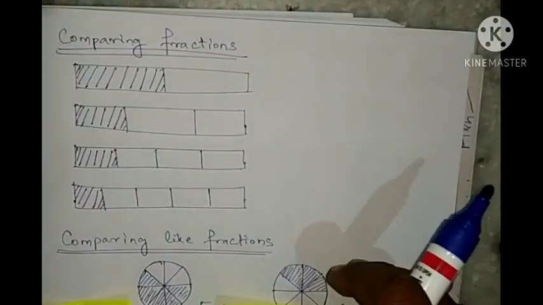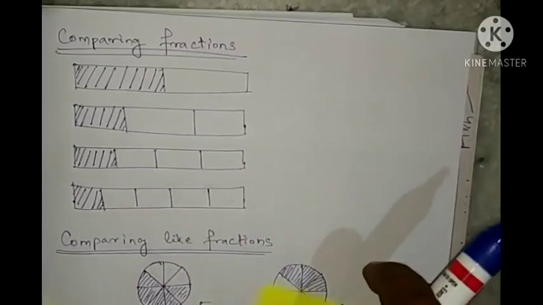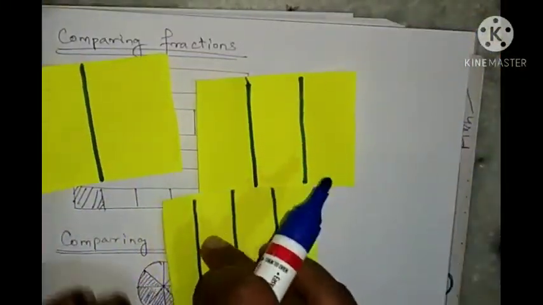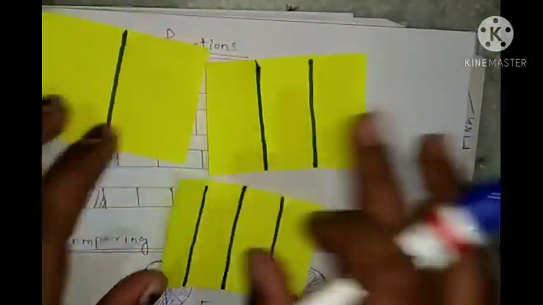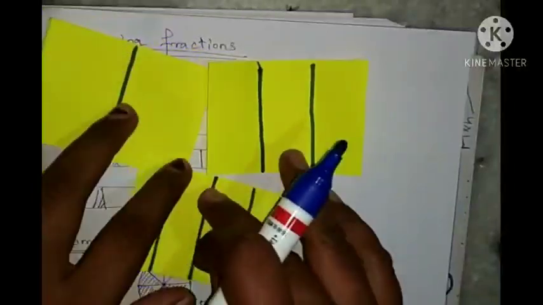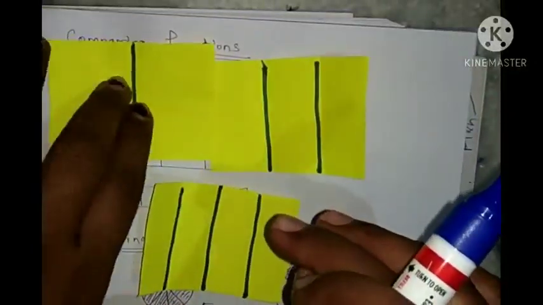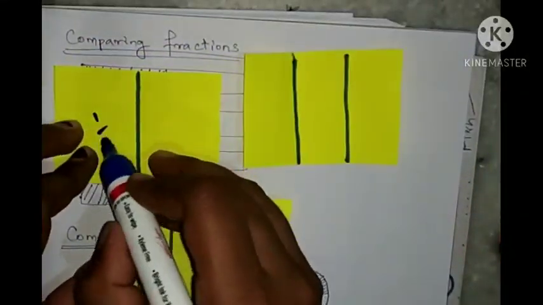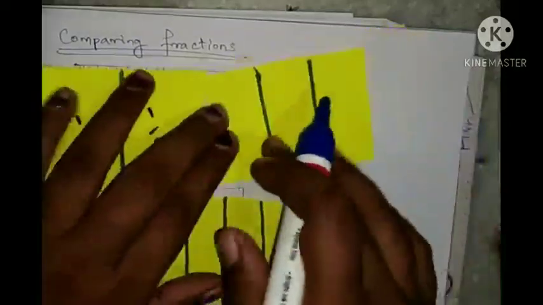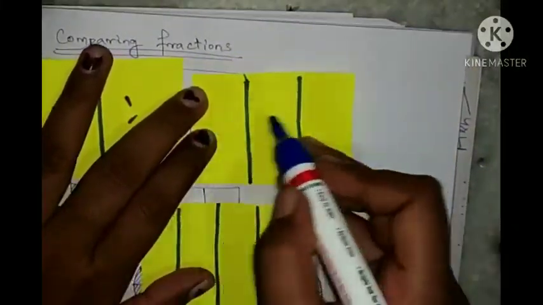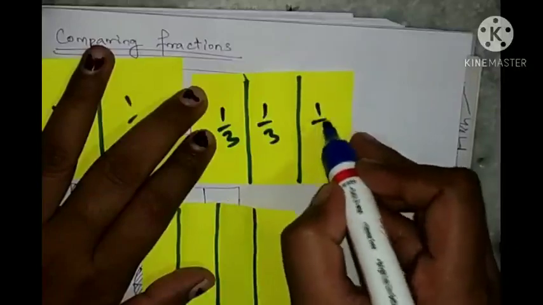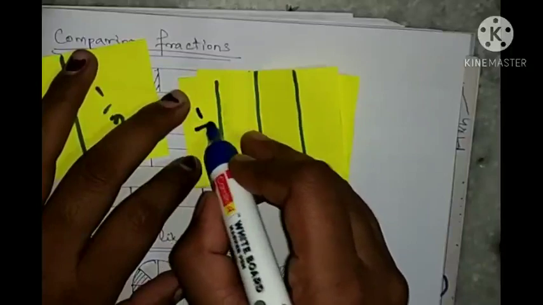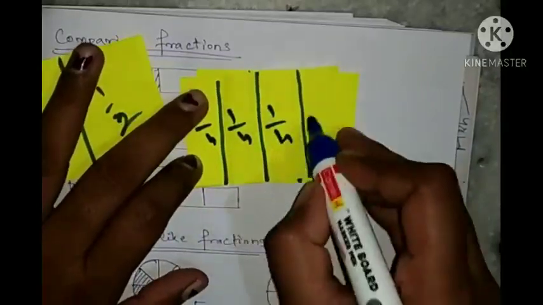Now we will see comparing fractions. Look here, I have taken 3 rectangles of equal size. First I divided it into 2 parts, so each is 1 by 2. I divided the second rectangle into 3 parts, so each part is 1 by 3. And the third one I divided into 4 equal parts, each part being 1 by 4.